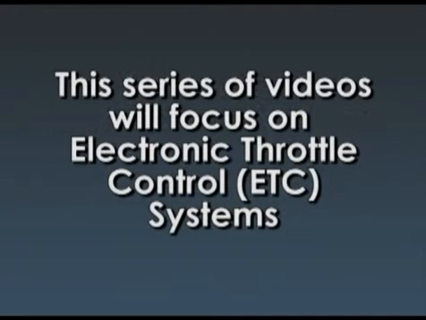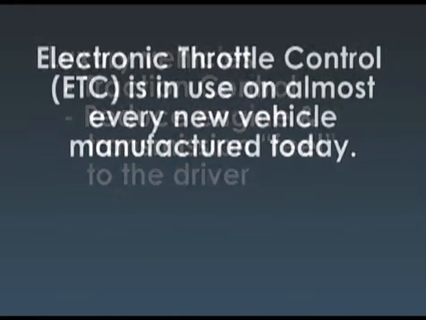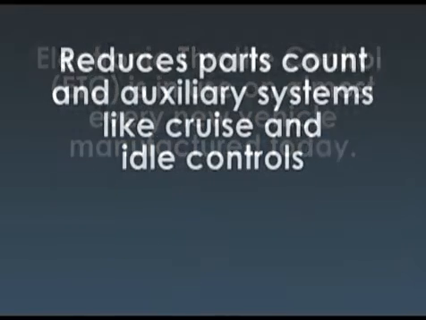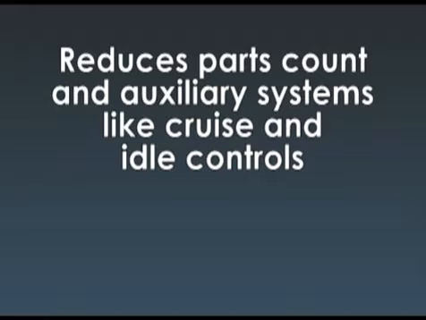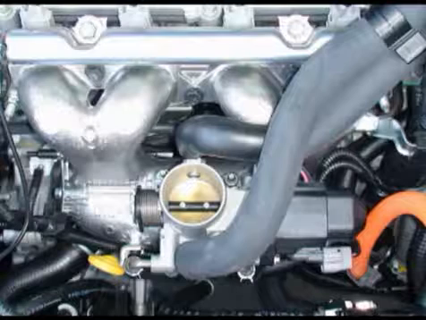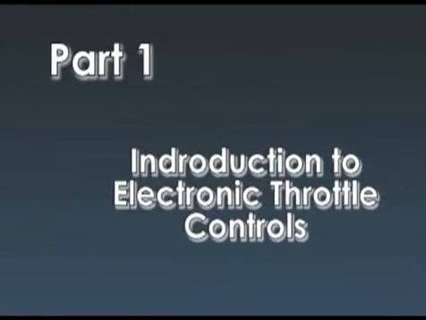This series of videos will focus on the electronic throttle control system. Once used on luxury vehicles for traction control and to reduce engine and transmission feel to the driver, electronic throttle control is now used on almost every new vehicle manufactured today. While the system reduces the parts count in auxiliary systems like cruise and idle controls, the real driving force is fuel economy and emissions. Without ETC, the advances in hybrid and diesel technology being used today would not be possible.